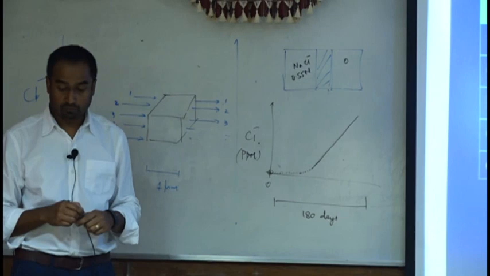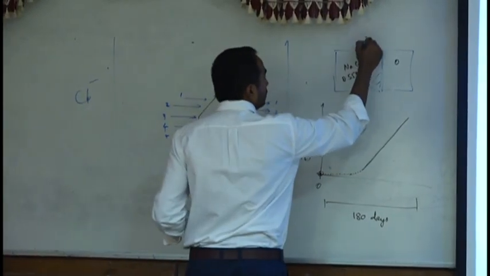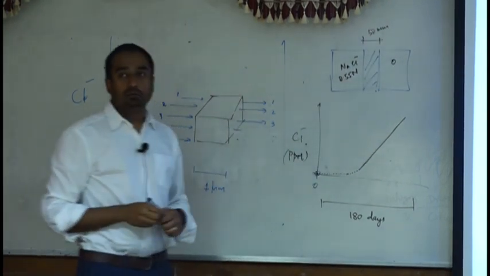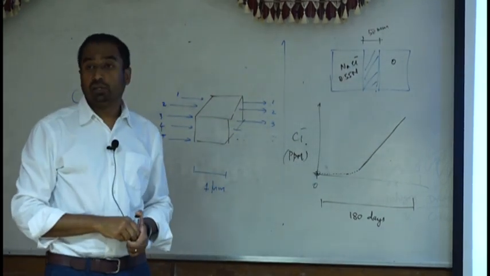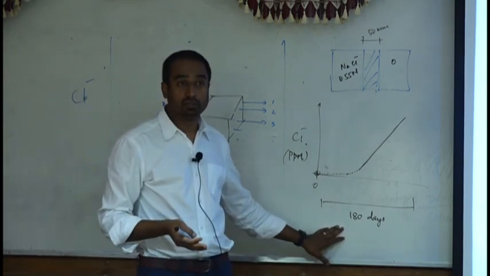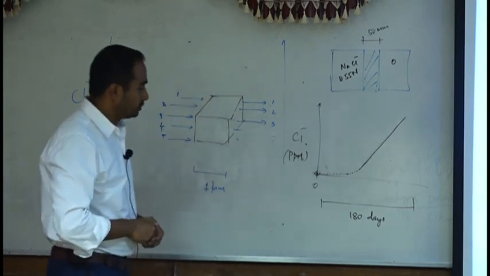For a 50 mil thick sample, okay? Now, that value will change if you're using high performance concrete. This 180 could become 1 year, 2 years, 3 years. If you're using a weaker concrete, this might become much smaller, shorter.